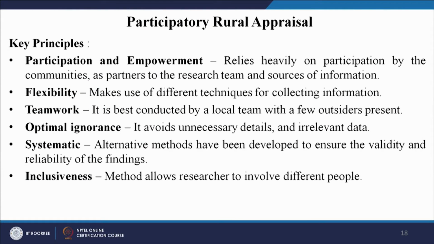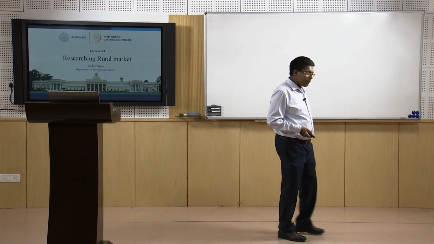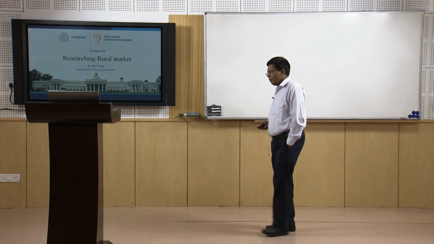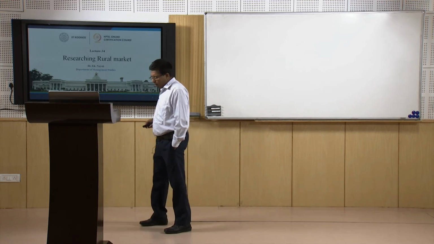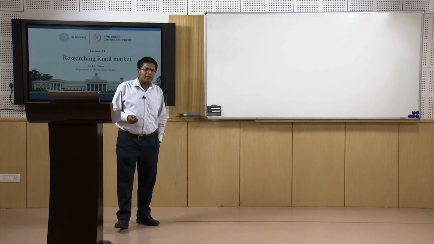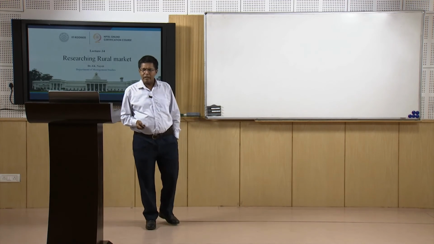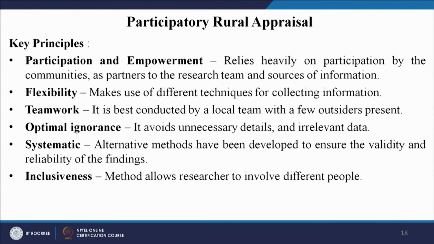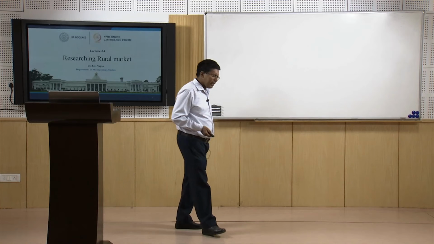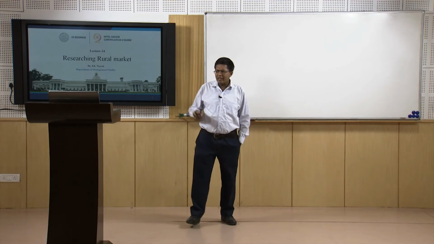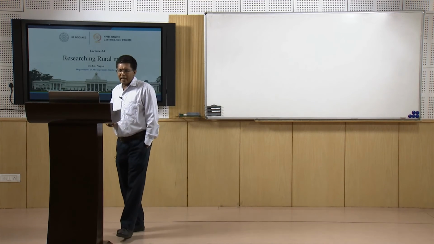What are the key principles of participatory rural appraisal? The first is participation and empowerment. It relies heavily on participation by the communities. It is very flexible, so you might not use only one method of data collection, but multiple data collection methods. By doing that, your data collection approach automatically becomes richer and more flexible. Then teamwork and optimal ignorance: it avoids unnecessary details and irrelevant data, so data which is not of vital importance to the research study can be ignored.